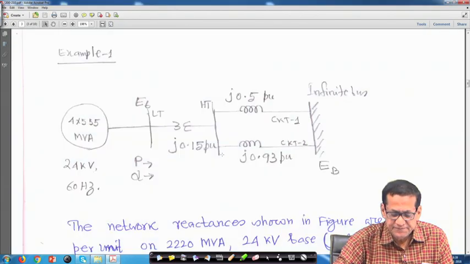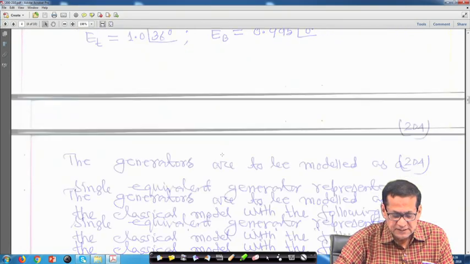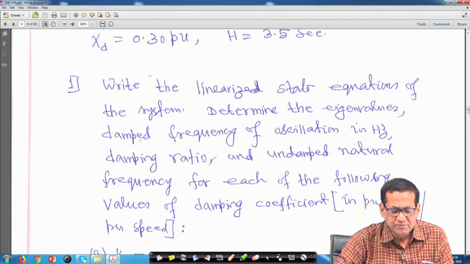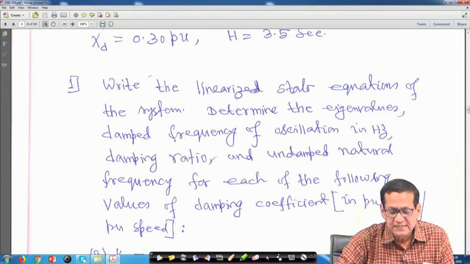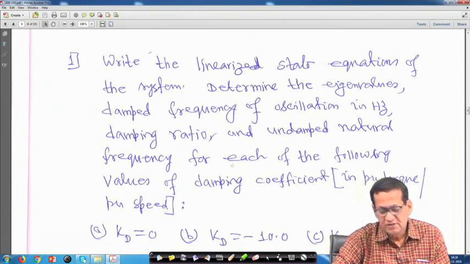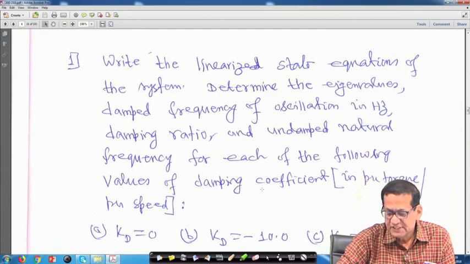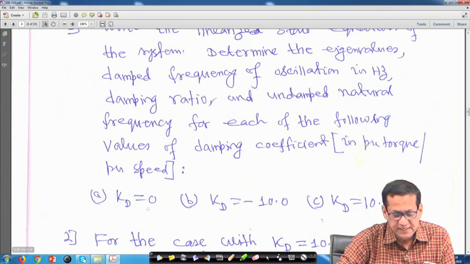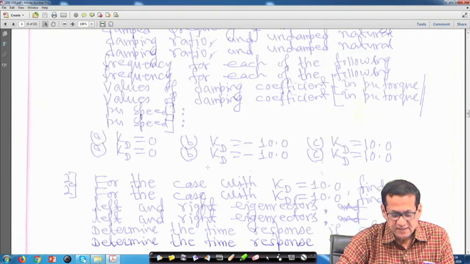Now you have to write the linearized equation of the system, I will come to that circuit, determine the eigenvalues, damped frequency of oscillation in hertz, damping ratio xi and undamped natural frequency omega n for each of the following values of the damping coefficient in per unit torque per per unit speed. Case A will be K d is equal to 0, case B will take K d is equal to minus 10 and case C will be K d is equal to 10. These 3 conditions.